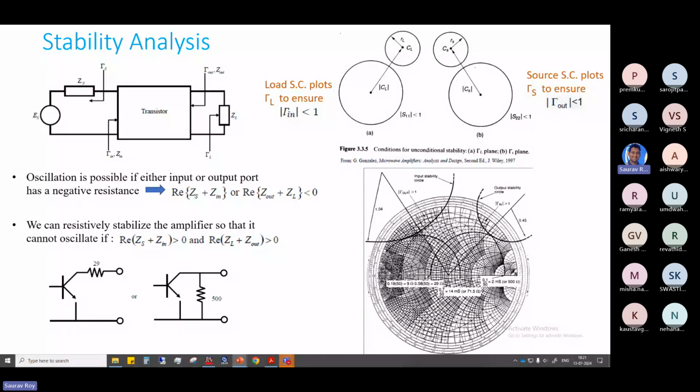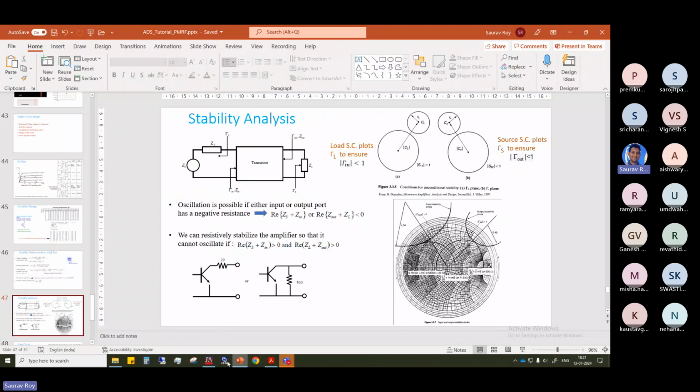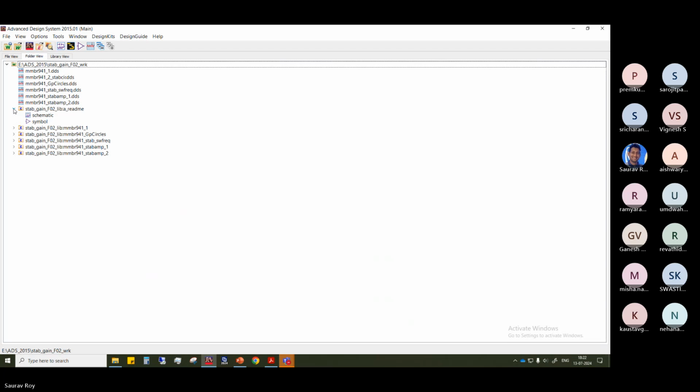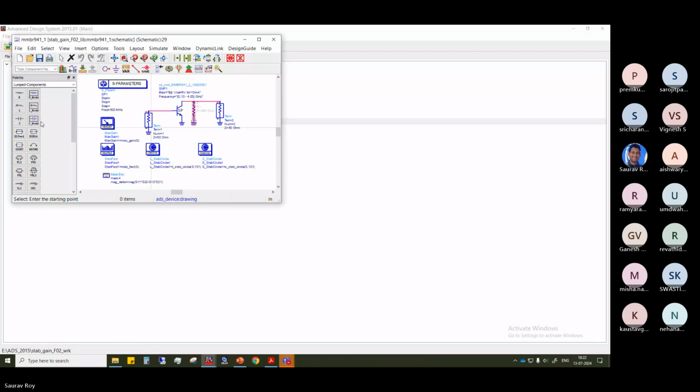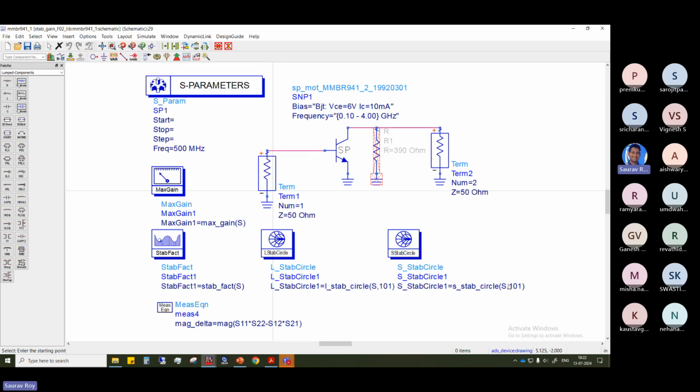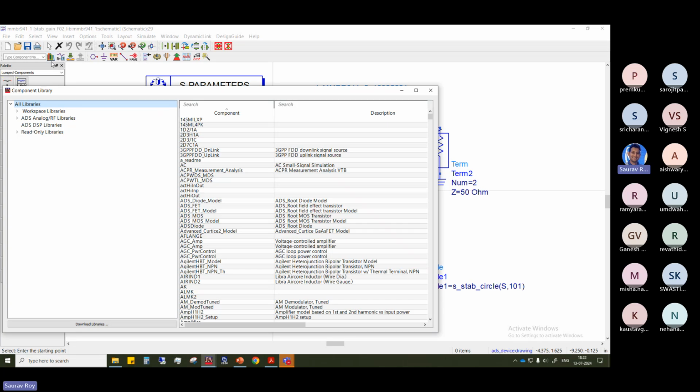So now before coming there, let me show you. Yeah, I hope you can see my ADS screen. Okay, so this is one BJT. This MMBR Motorola model, same thing I told you. This I have taken from the parameter here itself. Okay. So, by the way, how can you get this?